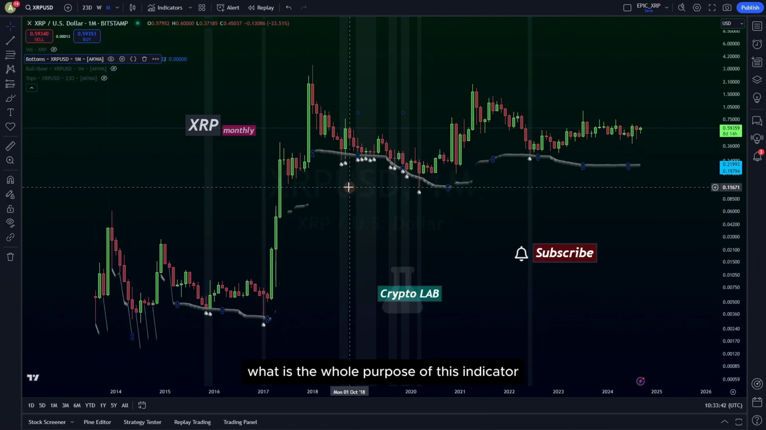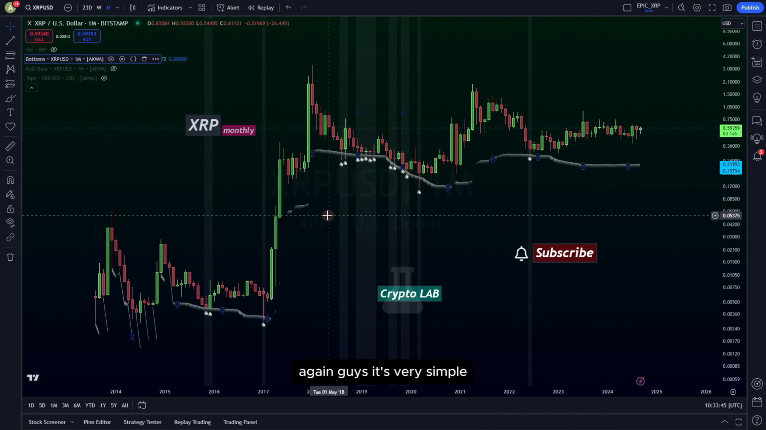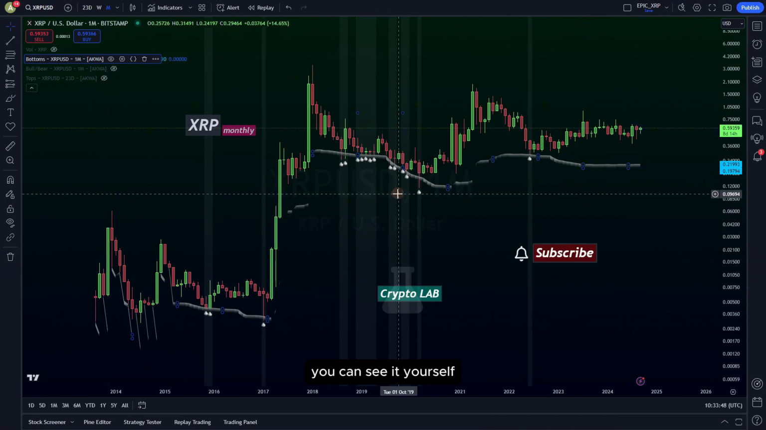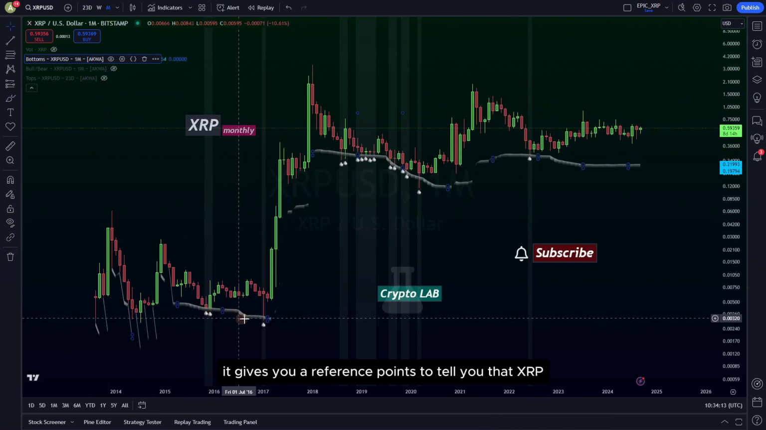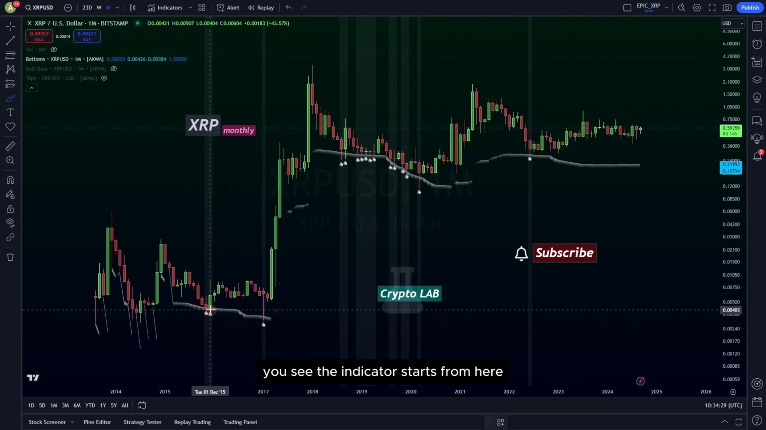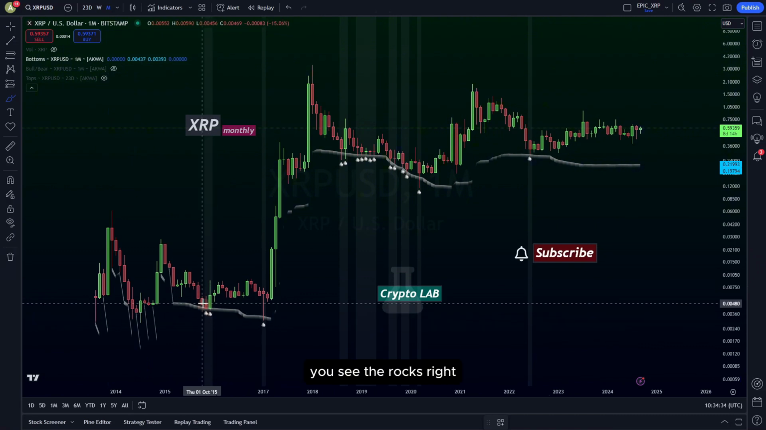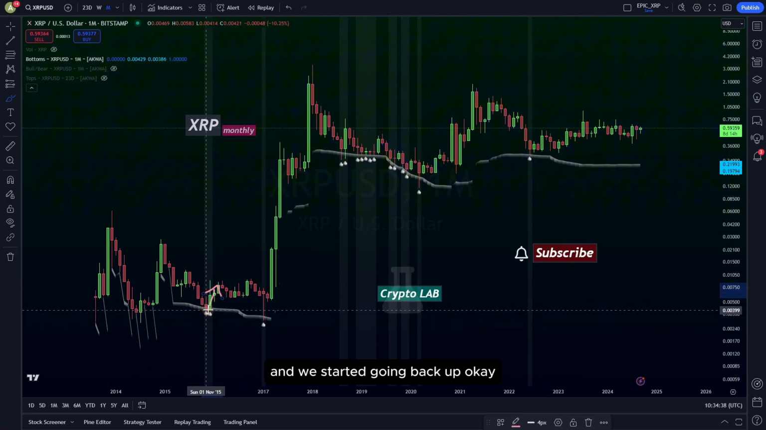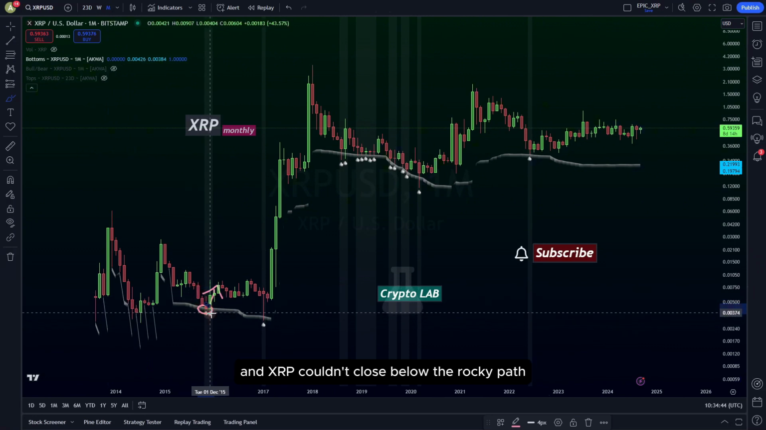So what is the whole purpose of this indicator? Again, guys, it's very simple. You can see it yourself. It gives you a reference point to tell you that XRP cannot close below this level. What do I mean by this? You see, the indicator starts from here. So here we went down, we touched the line, you see the rocks, right? And we started going back up, okay? So this means that this was a pivot point and XRP couldn't close below the rocky path.